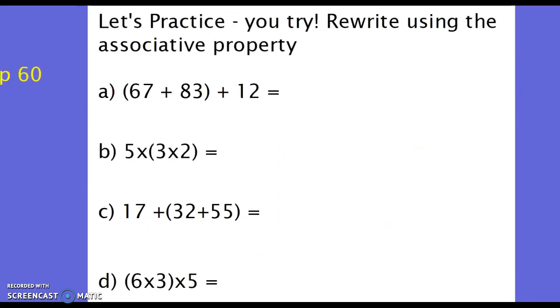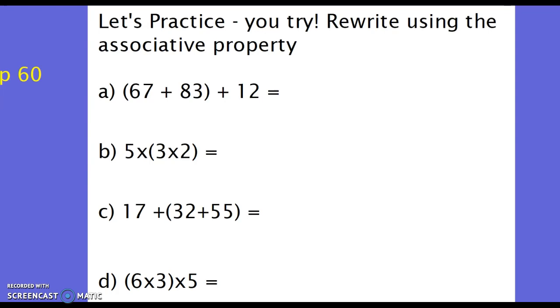That's in kind of the middle to bottom lower half of the page. Try these. Rewrite them using the associative property. Just change where the parentheses are according to the associative property. You don't have to actually solve it. Hit pause and resume when you are ready.